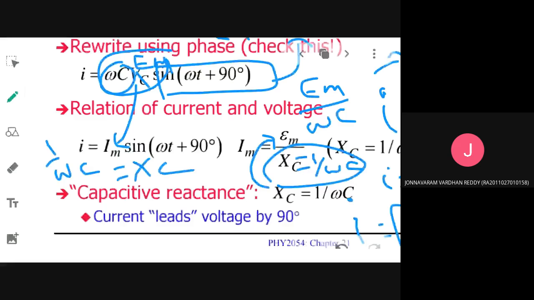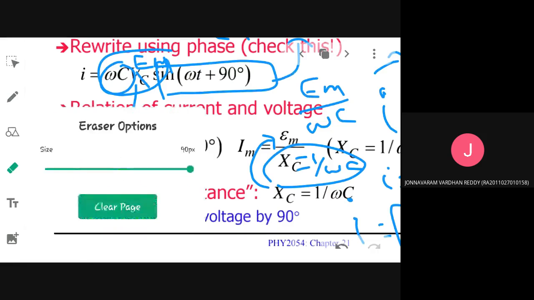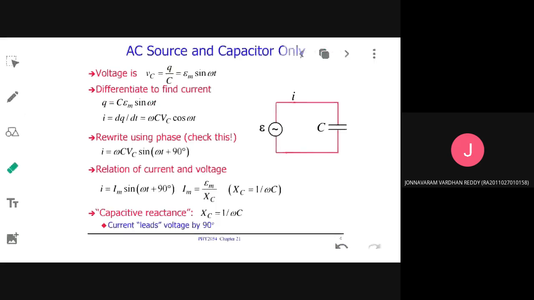Now again I want to draw the phasor diagram. Let me clear the page a little bit. Now I know that V is equal to Em sin omega t and I is equal to Im sin of omega t plus 90.